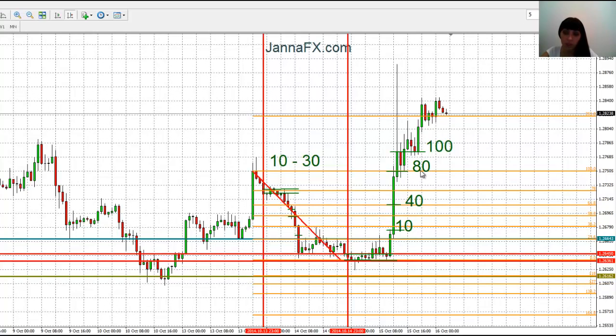Then it reached level 100. That was one of the important points here when it reached that top. So we could have made 80 pips here too. We could have closed some positions maybe and leave the rest to run just to see what would happen.